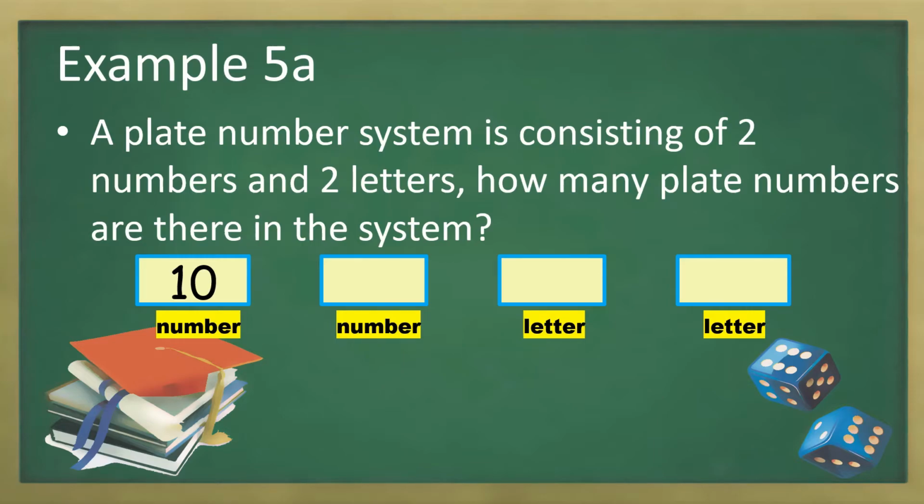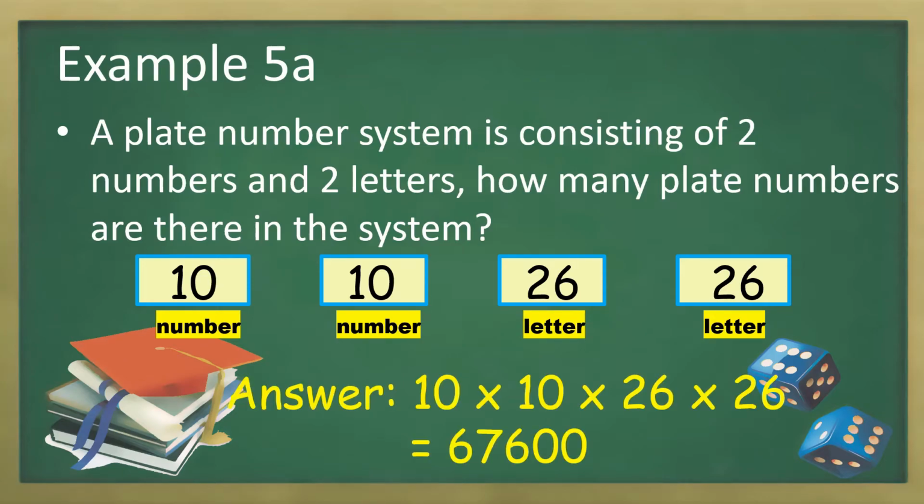Then you're going to choose another number, so there will be another 10 choices. Then if you're going to choose a letter, there will be 26 letters, from A to Z, then we will have another 26. So all you have to do is to multiply the set of numbers to get the number of plate numbers that we can have using this kind of system. Therefore we will have 10 times 10 times 26 times 26, which will give you 67,600. So there will be 67,600 plate numbers using this system.